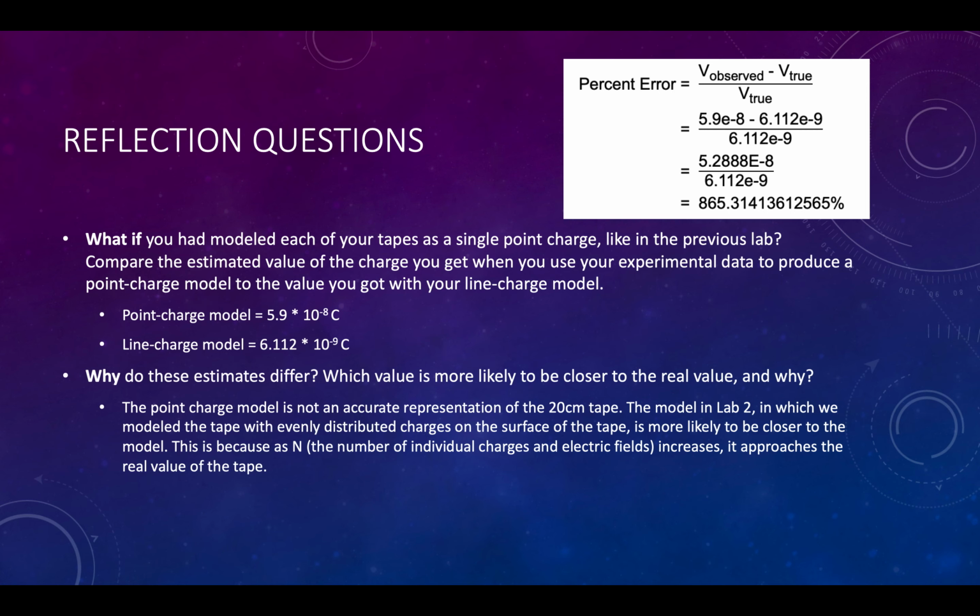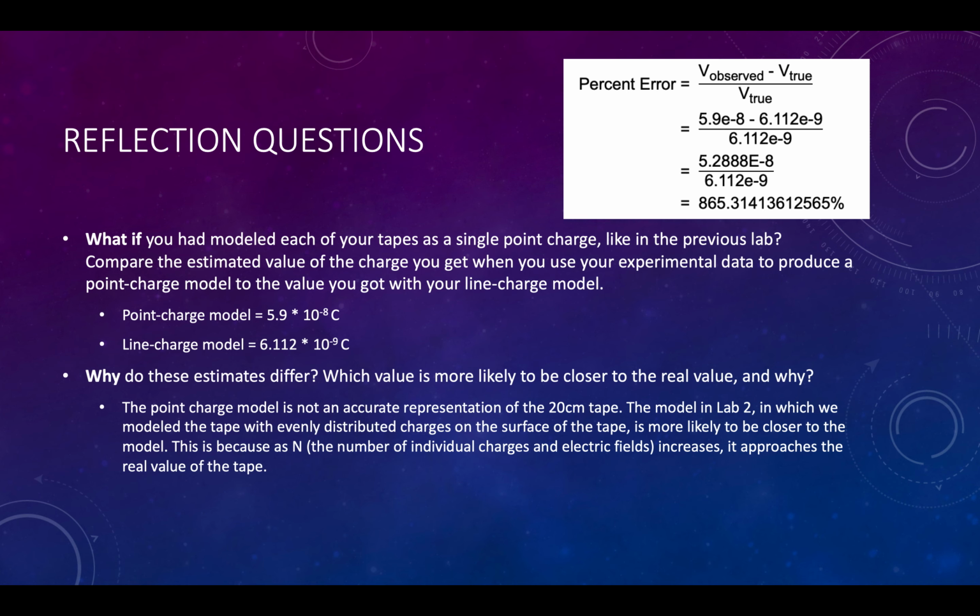So just looking at the reflection questions that were provided, the first one has to compare the estimated value of the charge when I used lab 1 as a point charge versus lab 2 when I used the line charge model. So I used the percent error to see how drastic of a difference it was. And as you can see, the difference was very high, a 865% error, with the line charge model being way smaller than the point charge model.